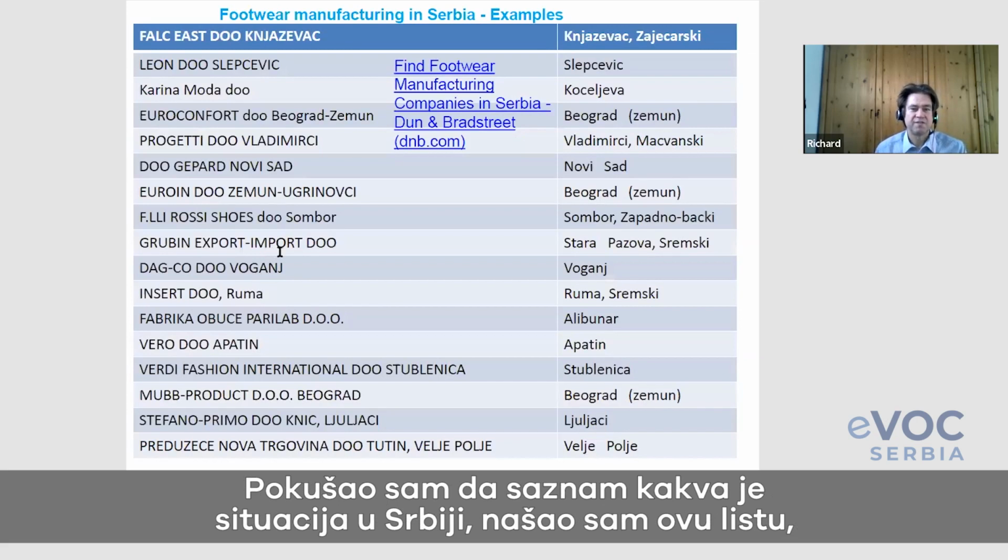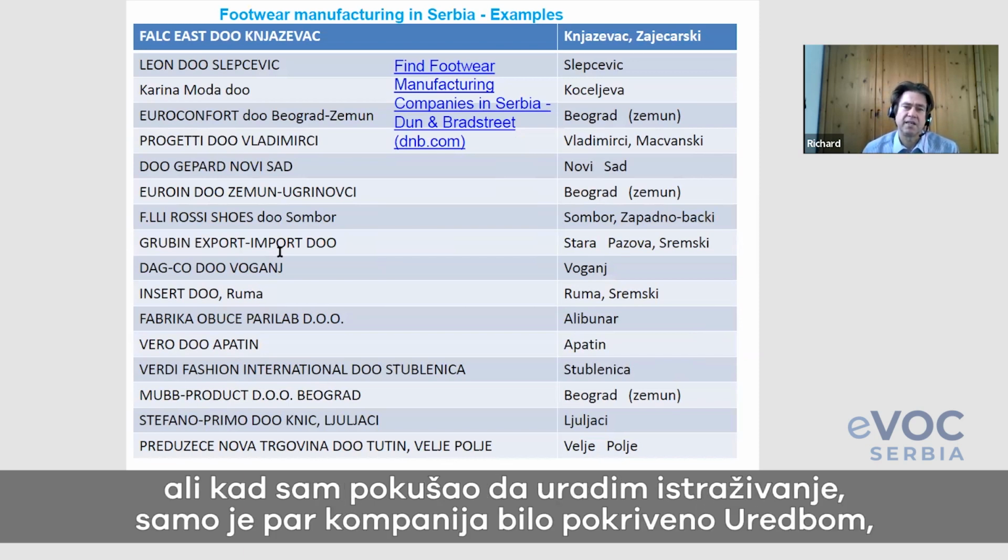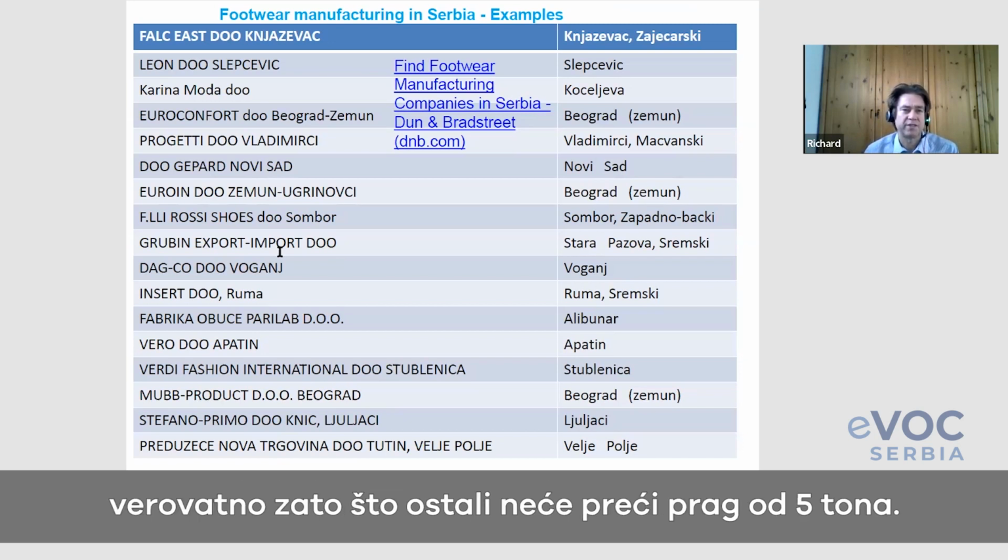I tried to find out how the situation is in Serbia, and I found an interesting list. So maybe those are the companies who are relevant for shoe manufacturing in Serbia. But when I tried to research the different companies, I think only a few are really covered by the VOC decree, because probably the solvent thresholds of 5 tons per year will not be exceeded.